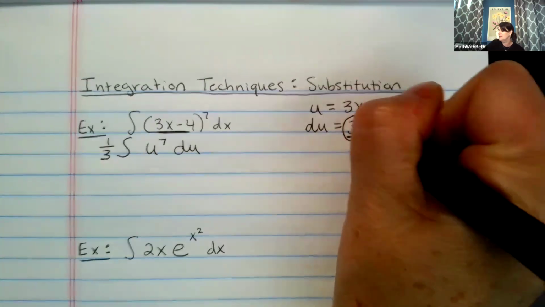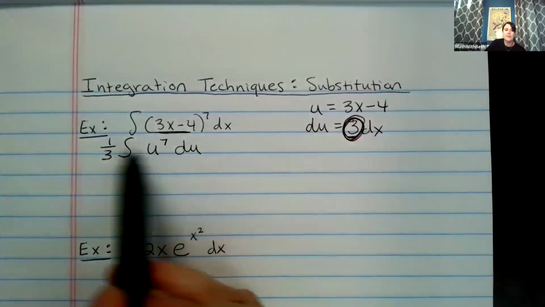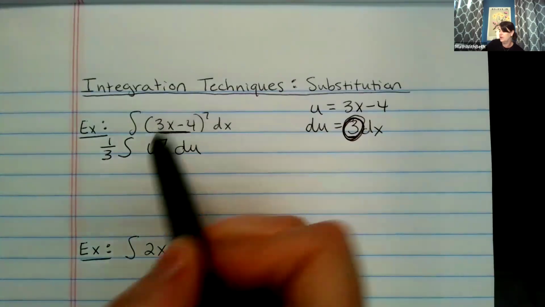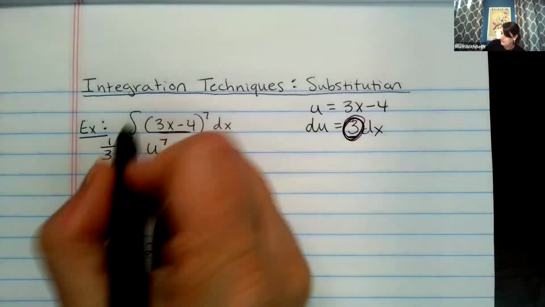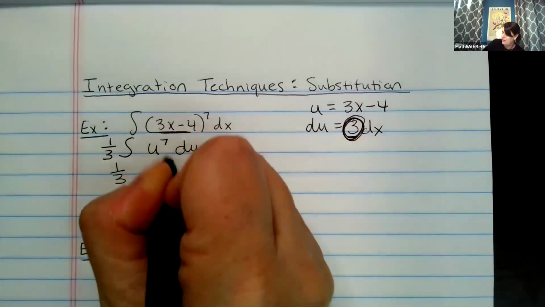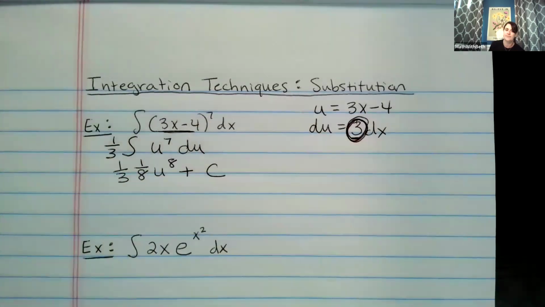If something is extra, something shows up here that you don't have, you have to balance that out by doing the opposite out front. So now that you've done that, we're just going to do the antiderivative here. Normal power rule now, add 1 and divide by that. And that is our answer.